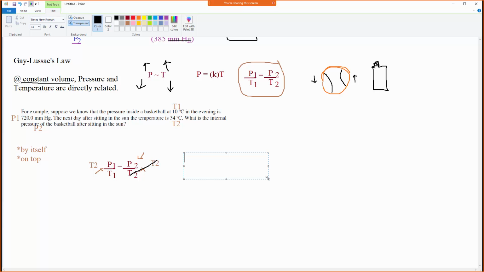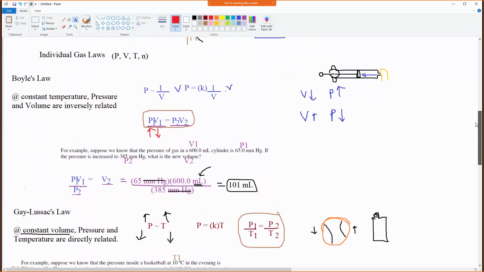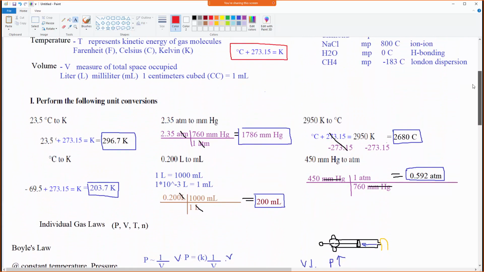I can't use degrees Celsius in this problem because I have to be able to divide by a temperature. And even though these aren't 0, Celsius can be 0, and I can't use anything that could ever be 0. So Nicole's exactly right. Before I do anything else, I'm going to convert to kelvins, right? So T1 is 10 degrees Celsius, and to convert that to kelvins, I'm going to convert from Celsius to kelvins.